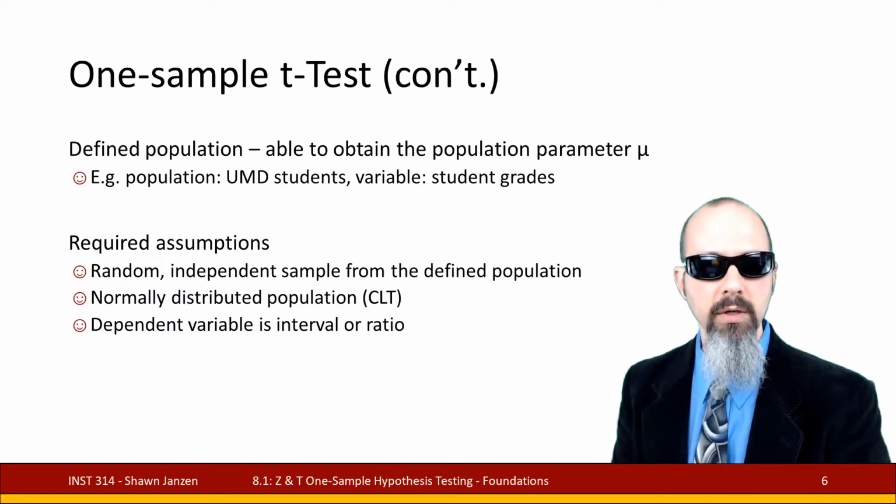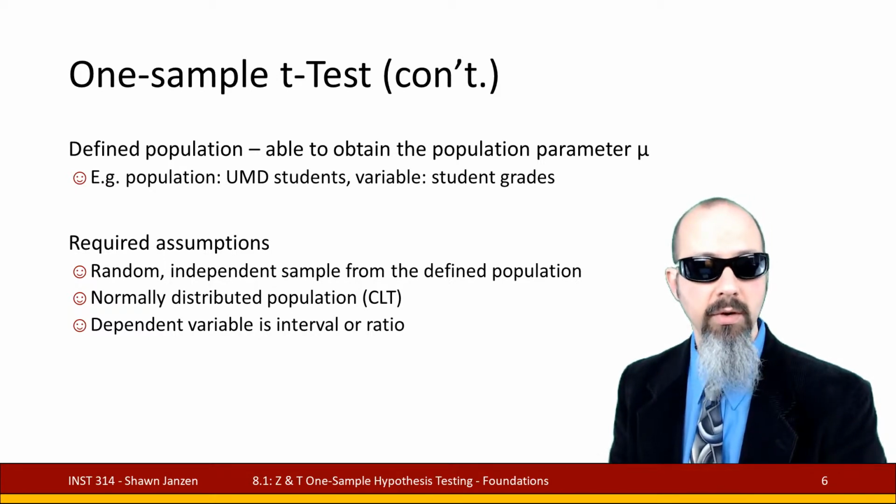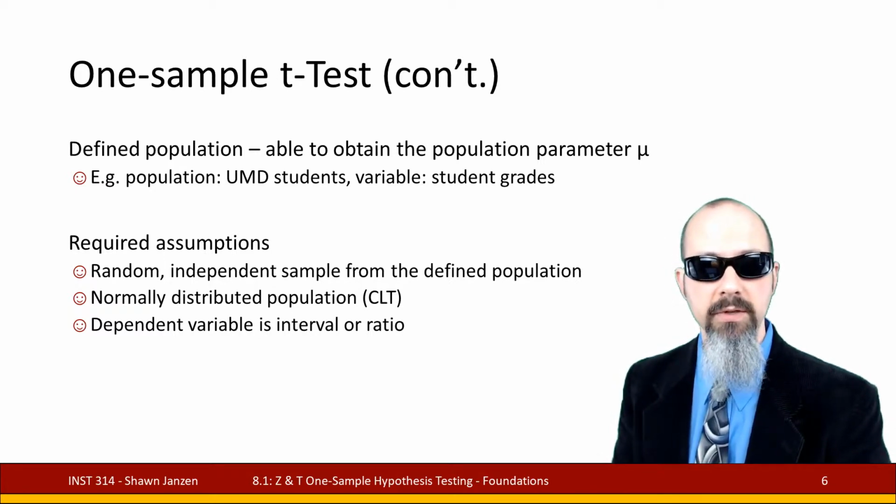So in order to do these particular one-sample tests here, we need to have a defined population. From that population, we're going to obtain the population parameter mu. So our population could be things like University of Maryland students, and the variable we could be looking at will be student grades. We're going to use an example on this in a future video.